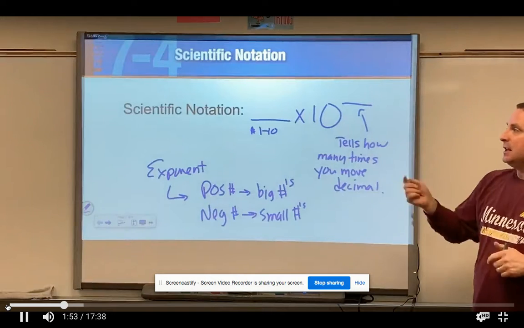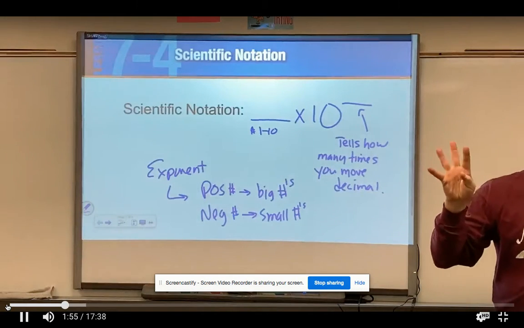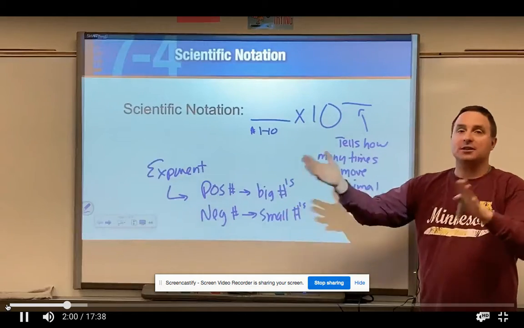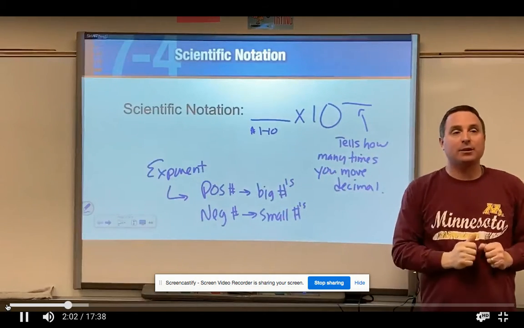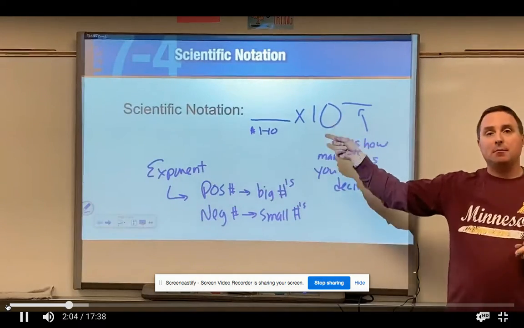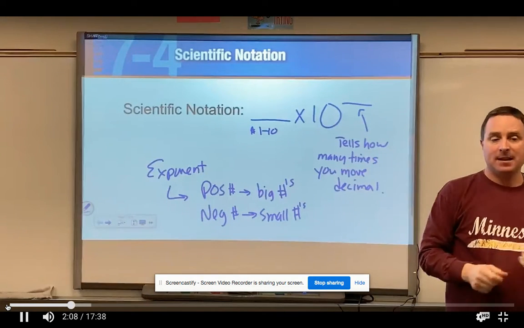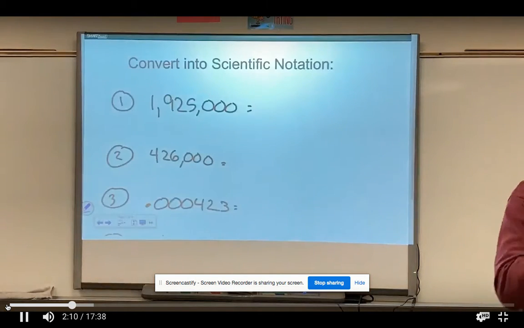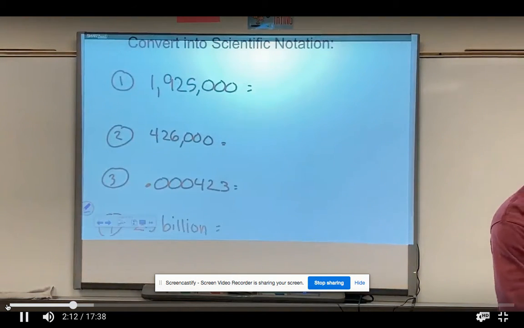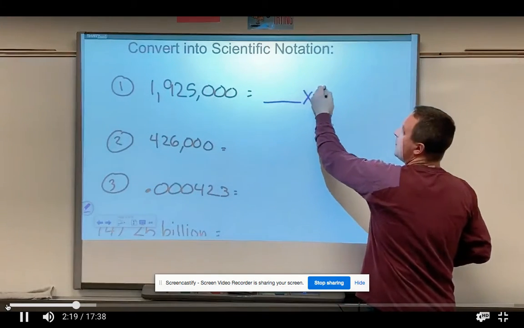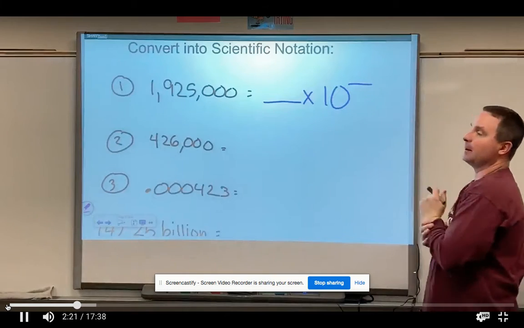We're going to do 4 different things here with scientific notation today. We're going to convert from scientific notation to standard form, to scientific notation, and then we're going to do a little bit of multiplying and a little bit of dividing with scientific notation. So here's our first thing. I have a couple problems here that we're going to convert into scientific notation. We're going to change each one of these into some number times 10 to a power.